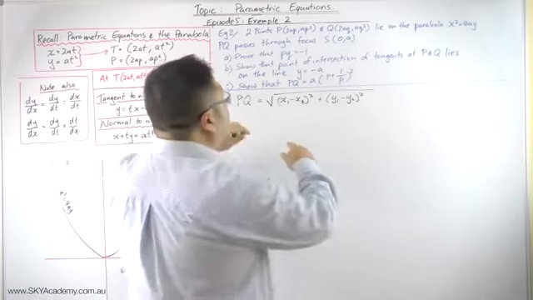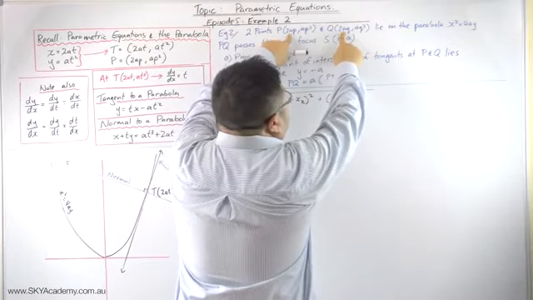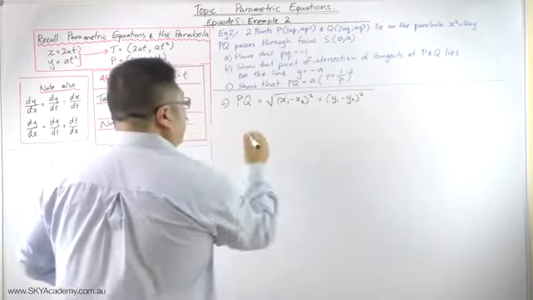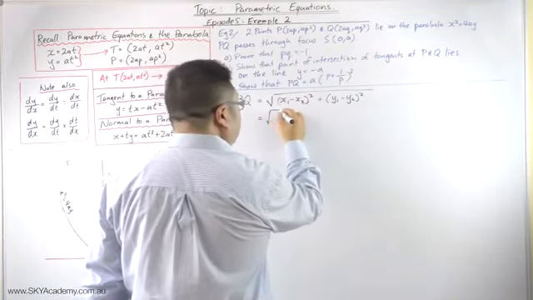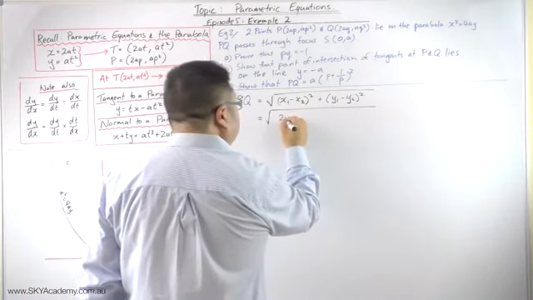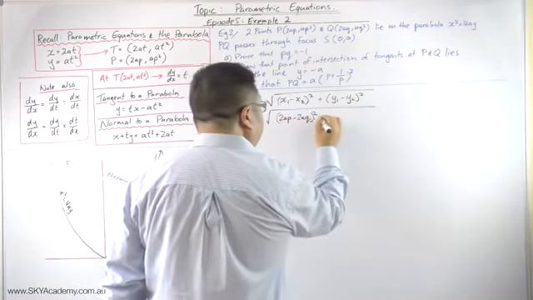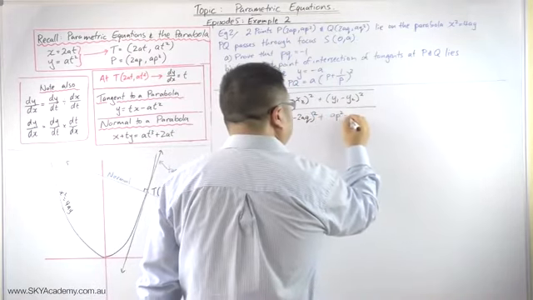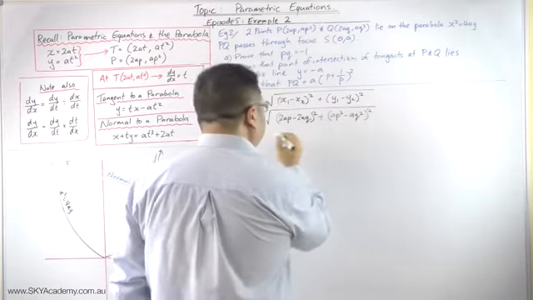Now, the x coordinates of P and Q are 2ap and 2aq, right? The y coordinates are going to be ap squared, aq squared. So what we've got, PQ will be equal to the square root of (2ap - 2aq) all squared, plus (ap squared - aq squared) all squared, right?